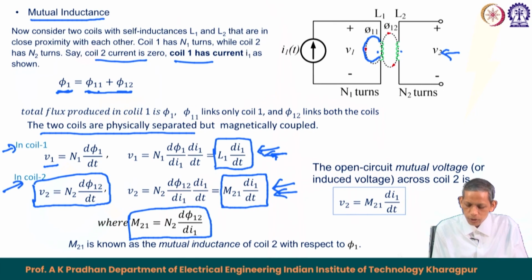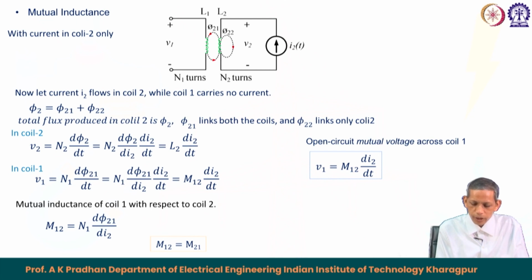This M 2 1 d I 1 by dt is also called the open circuit mutual voltage. It is mutual because it is the second coil whose induced voltage we are talking about, and V 2 equals M 2 1 d I 1 by dt. Note that the change of current in 1 results in voltage developed in 2. So, that is why I talk about M 2 1. M 2 1 is known as the mutual inductance of coil 2 with respect to the flux phi 1 2, which results from coil 1 in this case.